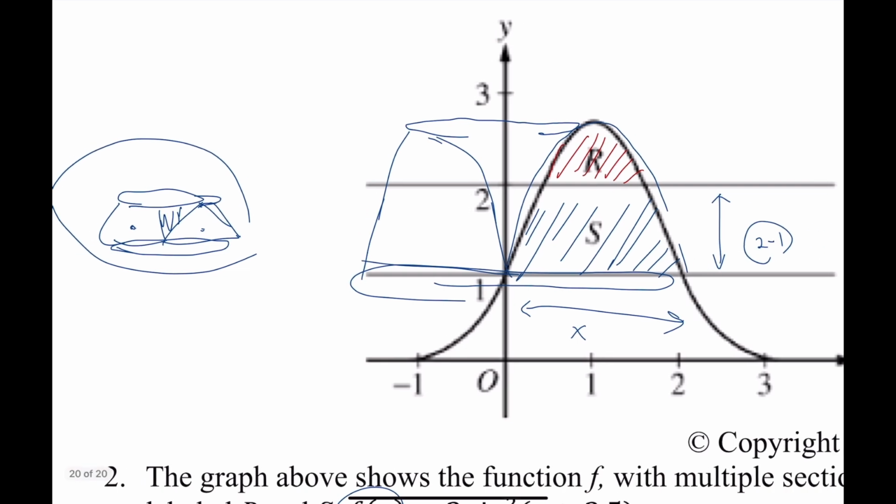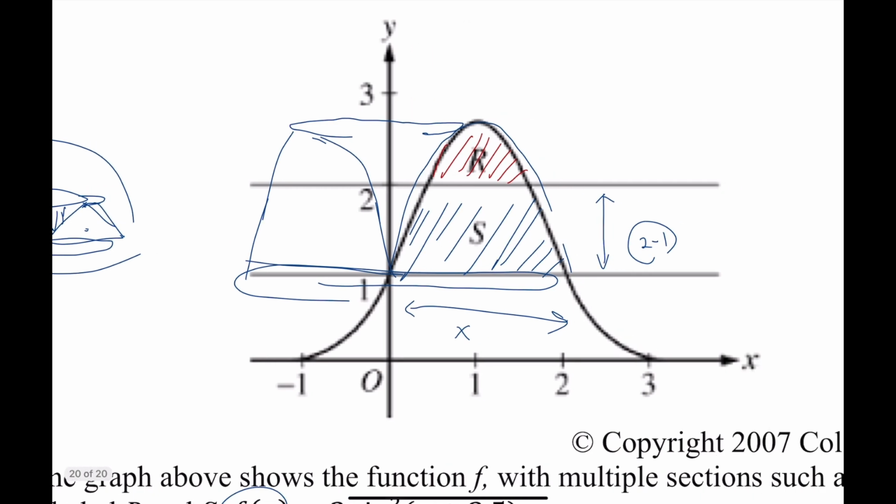Okay, so first we're going to get the volume of the entire thing, which would be 0 to 2 in terms of x. x is still the same because it's an axis revolution, and then our height would be f of x minus 1, right? The height is f of x minus 1.